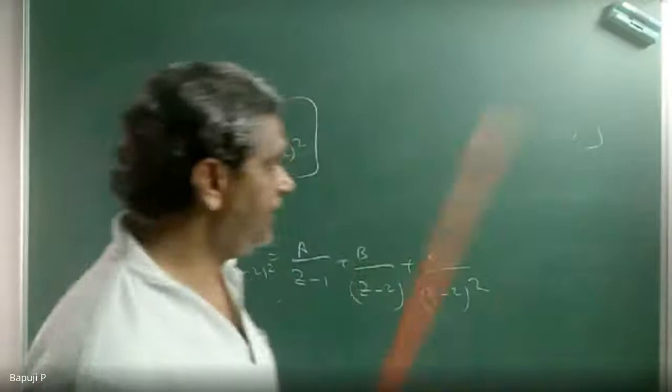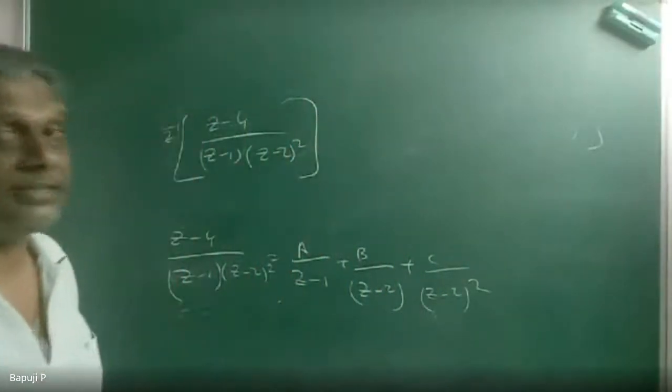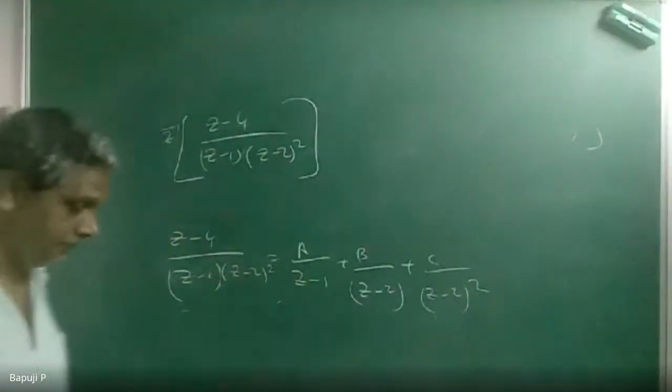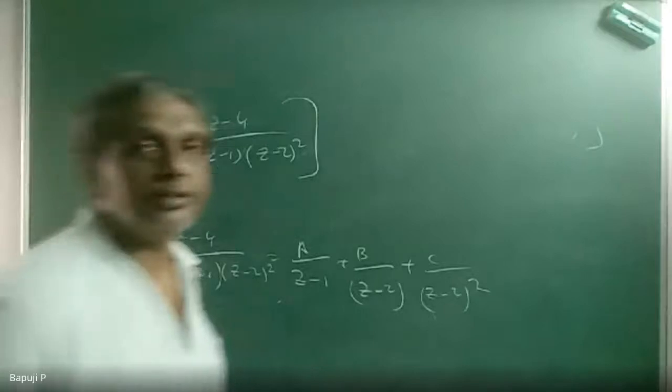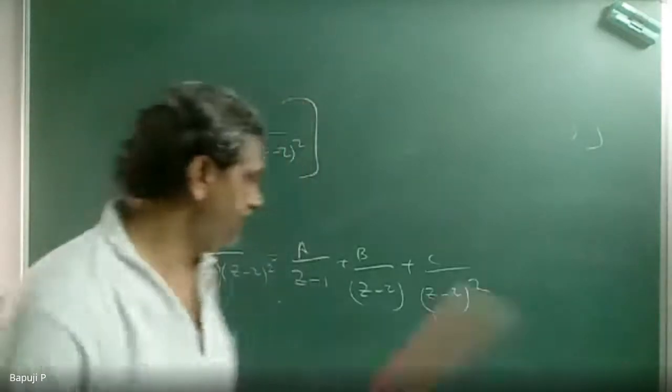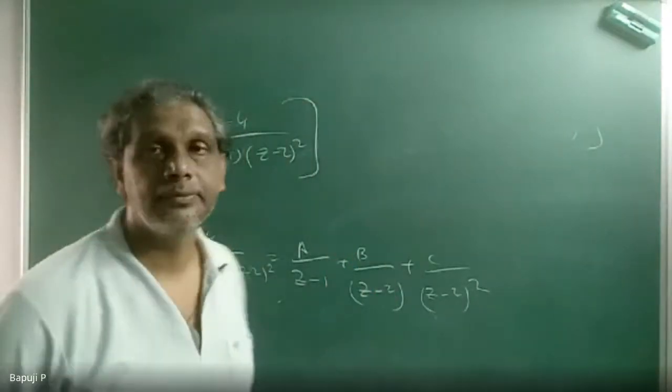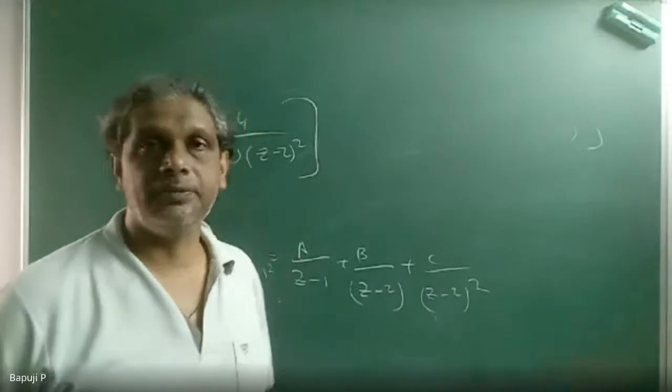Now, as I said, 1 by Z minus a gives a to the power of k minus 1. So here, 1 to the power of k minus 1, which you can write as the unit step u of k minus 1. This one is B into 2 to the power of k minus 1.